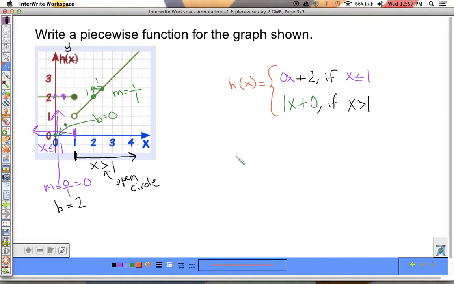Okay, if you took a multiple choice test, that would not be the answer that they would have on there. They would go h of x equals, this part you don't need, so 2 if x is less than or equal to 1. That 0 we don't need, so then they would just have x if x is greater than 1.